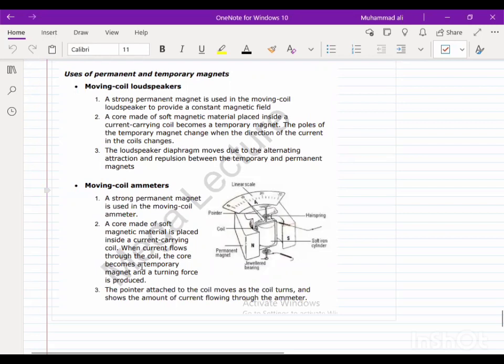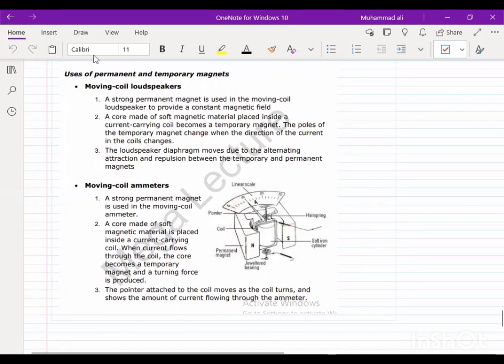The pointer attached to the coil moves as the coil turns and shows the amount of current flowing through the ammeter. So the pointer moves according to the force produced, and the force depends on the strength of the current. This is how it works. So these were some uses of temporary and permanent magnets.